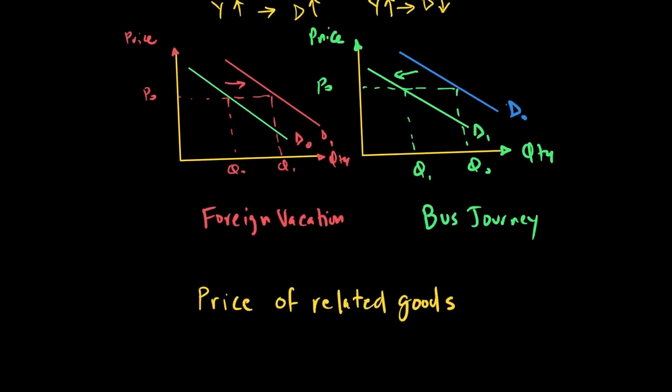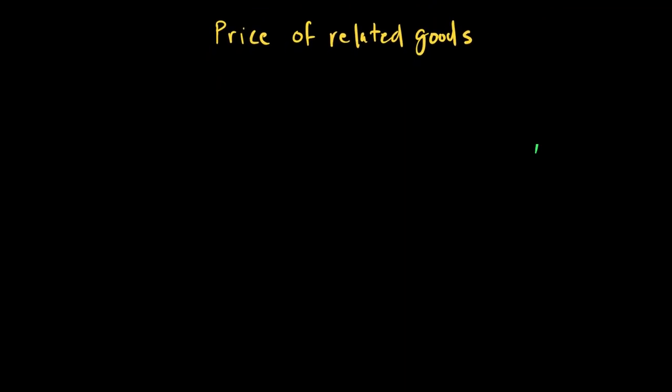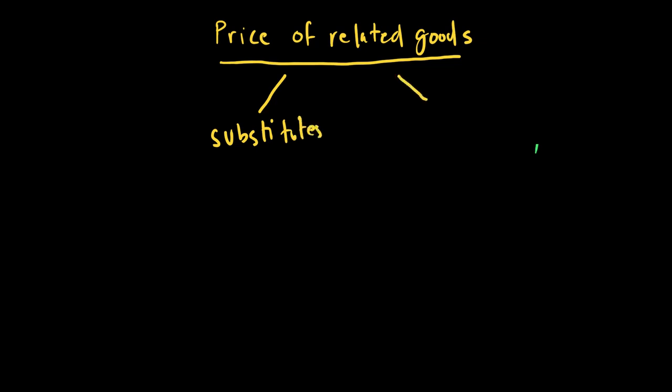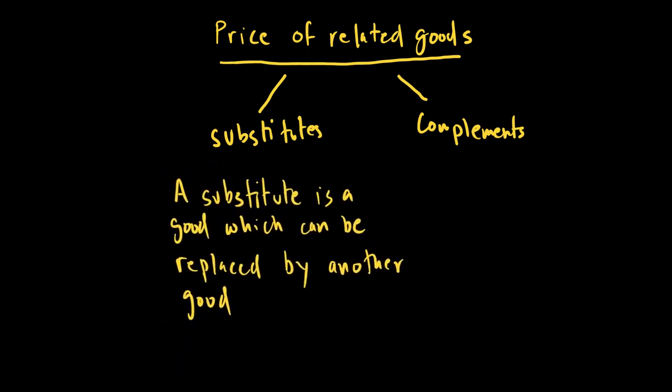Another important factor that affects our demand is what we call price of related goods. Here also we look at two kinds of goods. One is what we call substitutes, and another one is what we call complements. A substitute is a good which can be replaced by another good. In other words, it's a good that is in competitive demand.